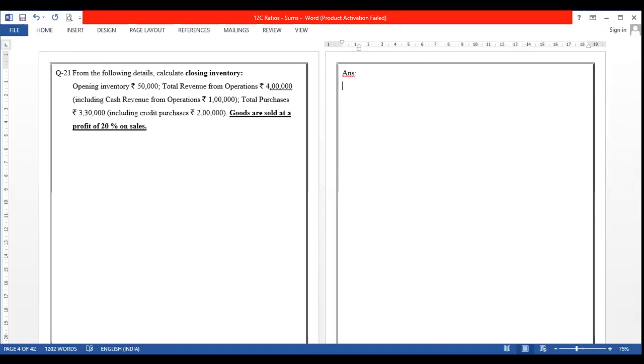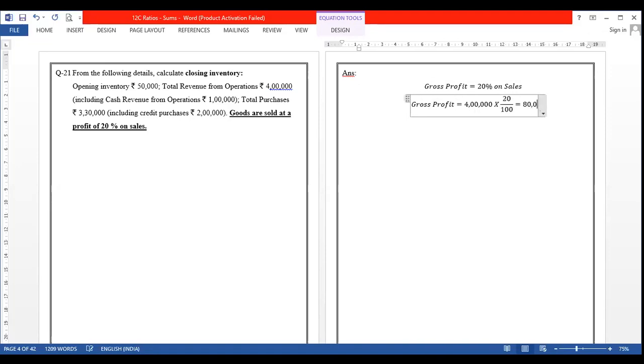Revenue from operations is there. The hint given for profit is 20% on sales, so we have the sales, take 20% of it. We have gross profit with us, right? So let us start with the same thing again as we started in the previous sum. Gross profit is 20% on sales, so let us calculate it. Gross profit is equal to sales of rupees 4 lakh into 20%, that is 80,000, easy to calculate.